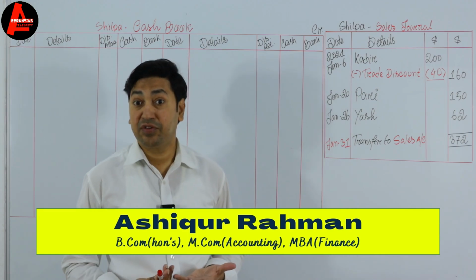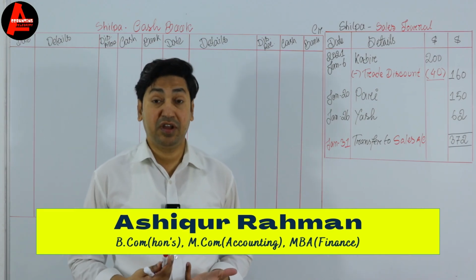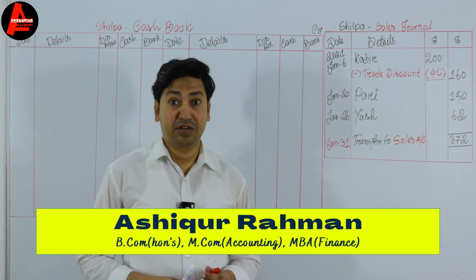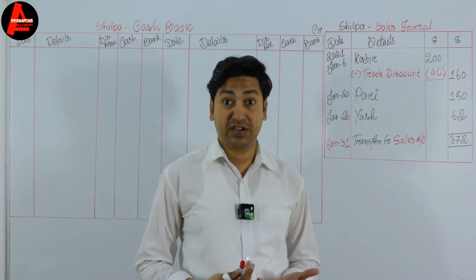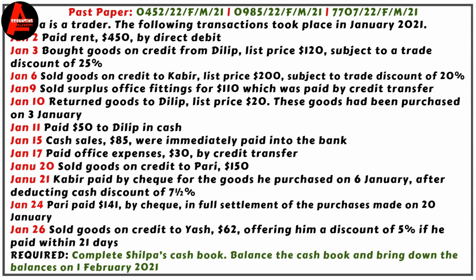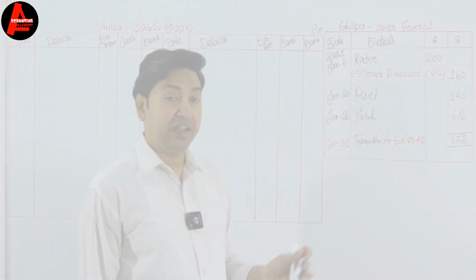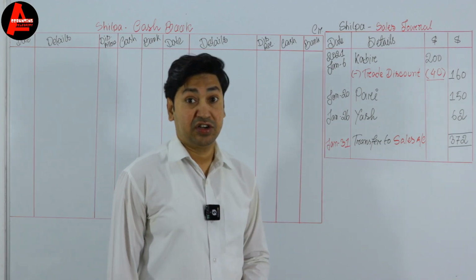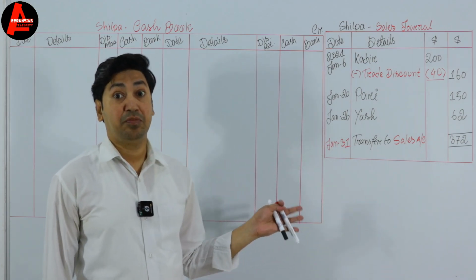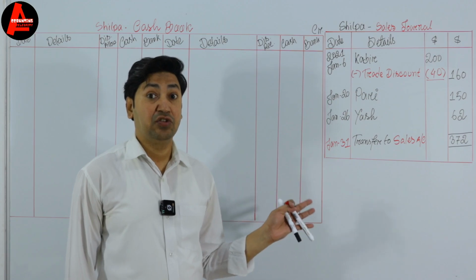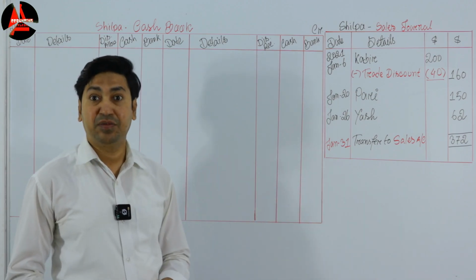Good. For your better understanding, we have a question taken from the IGCSE Accounting First Paper. We will see the question first. Shilpa is a trader. The following transactions took place in January 2021. Here we see many transactions. January 6, 20 and 26: these three transactions we have taken in the sales journal, because these transactions are made on credit. This has no relation to the cash book.